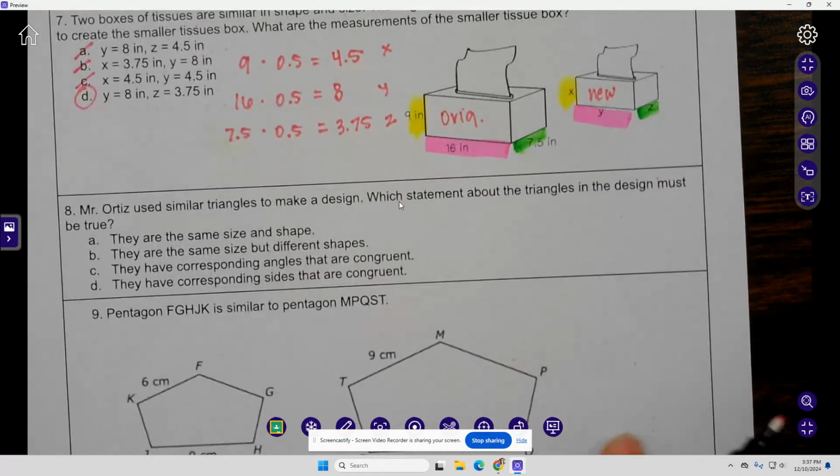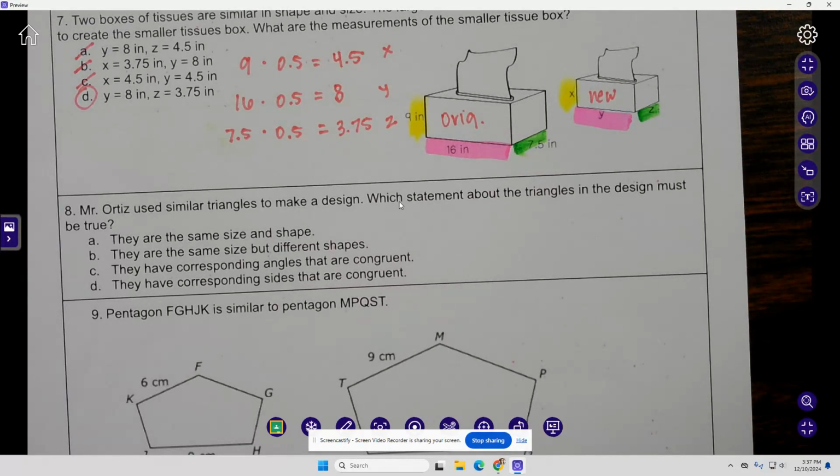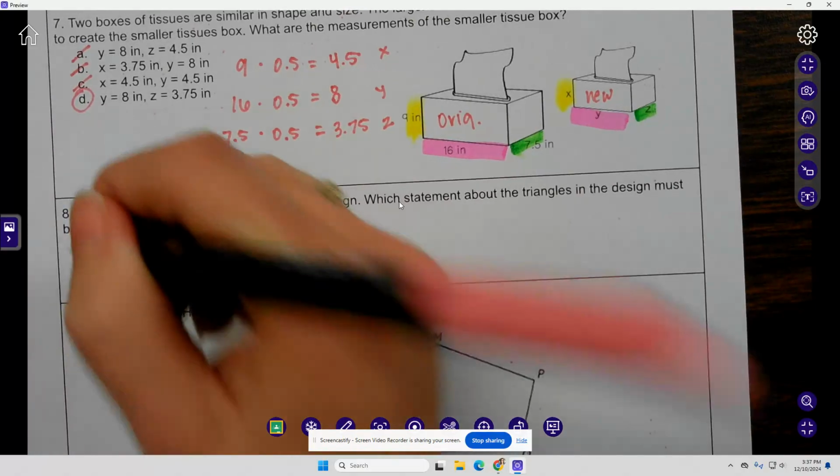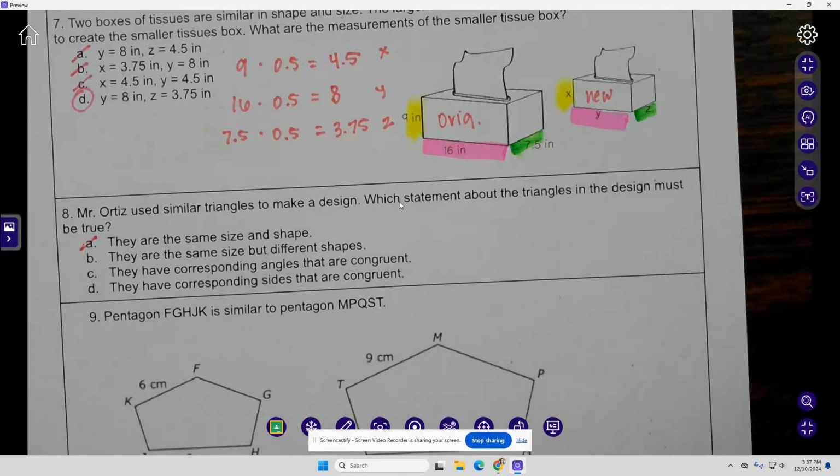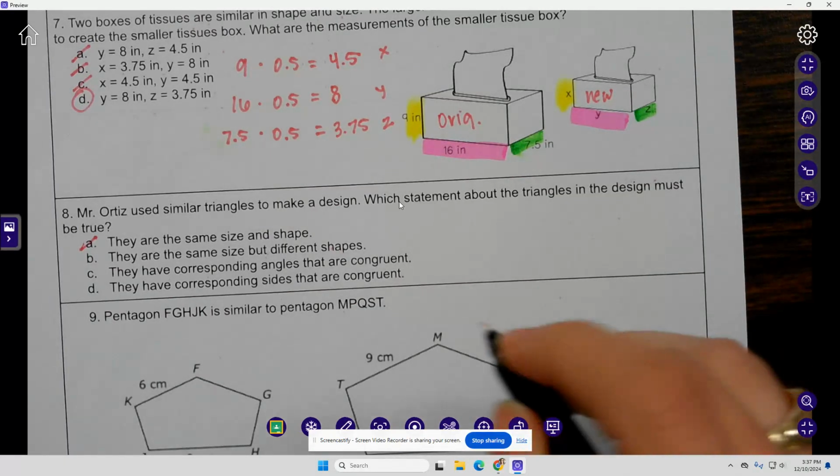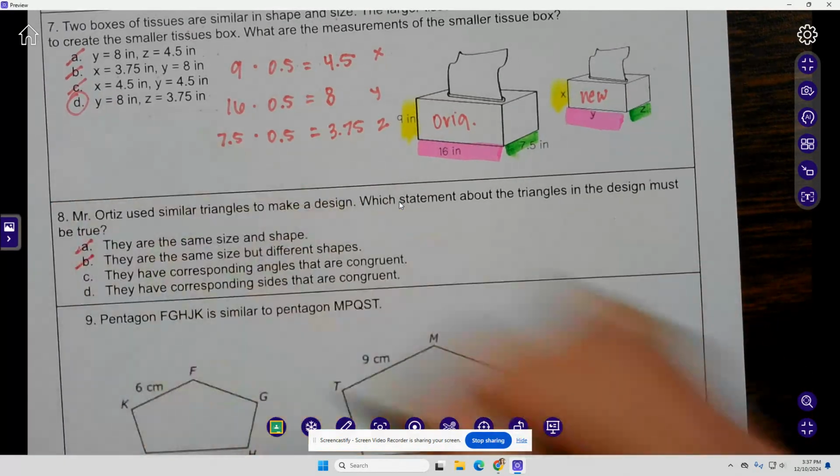All right, number 8. Mr. Ortiz used similar triangles to make a design. Which statement about triangles in the design must be true? They are the same size and same shape. Nope, that's saying that the two triangles are congruent. They are the same size but different shapes. They cannot be similar if they are different shapes.